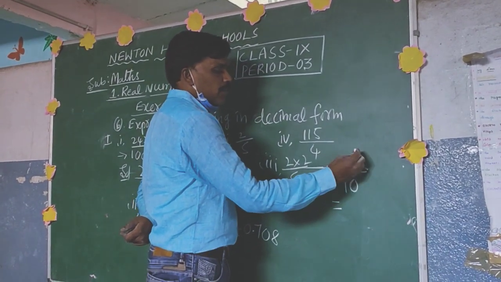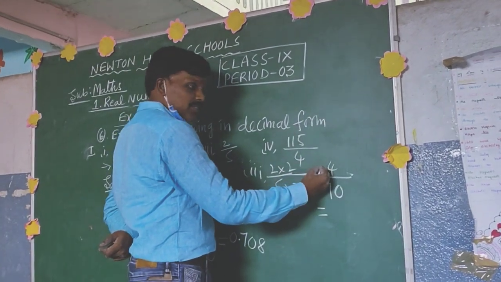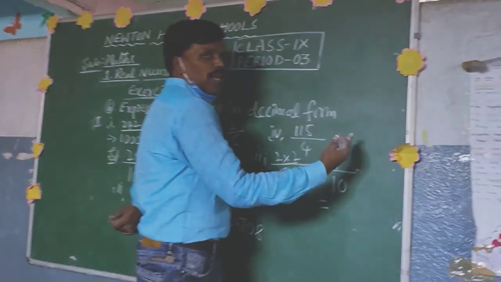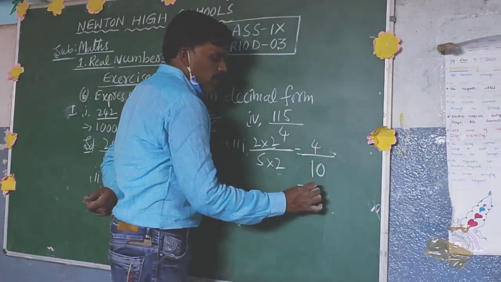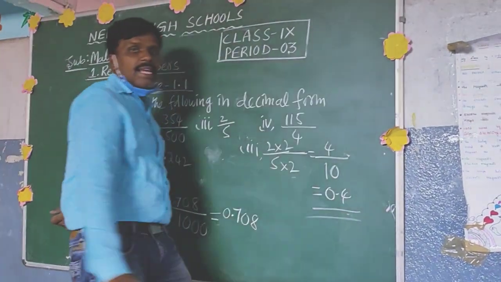So here we have only one 0. We have to put the decimal point only one digit from right to left, means before 4 or after 4. Right to left I said. So we have to put the decimal point before 4. That is 0.4. This is another method.